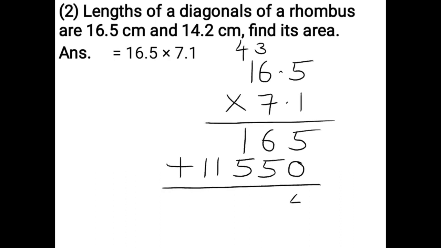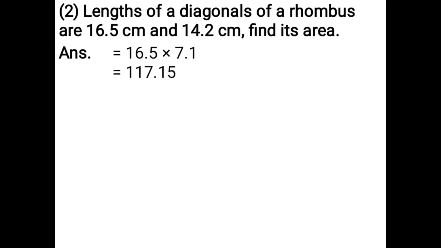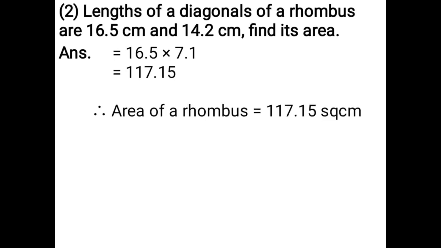5 plus 0, 5. 6 plus 5, 11. 1 plus 1, 2. 2 plus 5, 7. 0 plus 1, 1. 0 plus 1, 1. Decimal point will come before 2 digits. Okay. That is equal to 117.1 pi. Therefore, area of a rhombus is equal to 117.1 pi square centimeter.